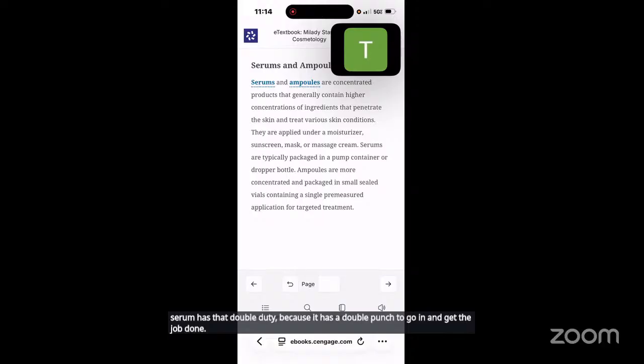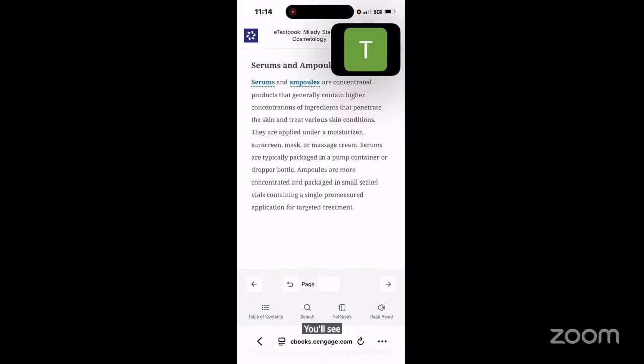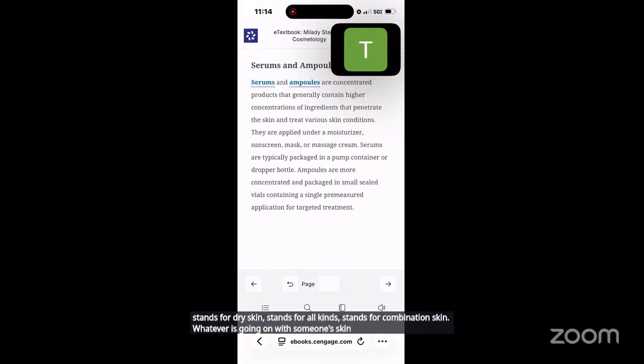So you will see a lot of serums for dark spots, a lot of serums for aging wrinkles, a lot of serums that are overnight. Serums for dry skin, serums for all kinds, serums for combination skin. Whatever is going on with someone's skin, there's always a serum for it, just like there are serums for scalp. Some people say we got scalp drops over here for this, we got scalp drops over there for that. So at the end of the day, you would definitely have to make sure you have serums for all skin types. It's one of the necessities that you've got to make sure you have.